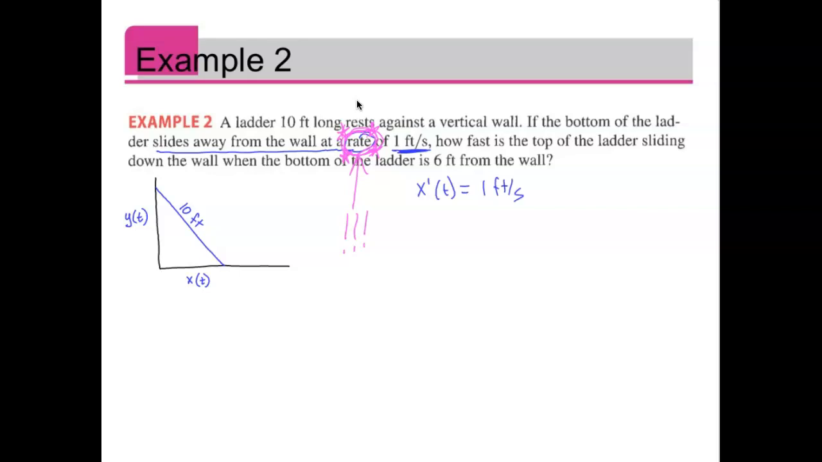How fast is the top of the ladder sliding down the wall? What's a good notation for that? Maisie, what's a good notation? There we go. Y prime, right? That's what we're actually looking for. So what we want to know is y prime.